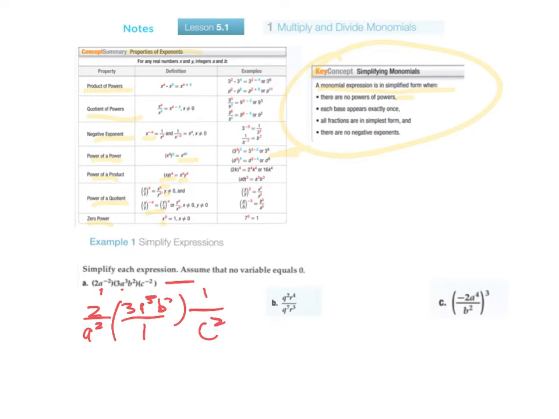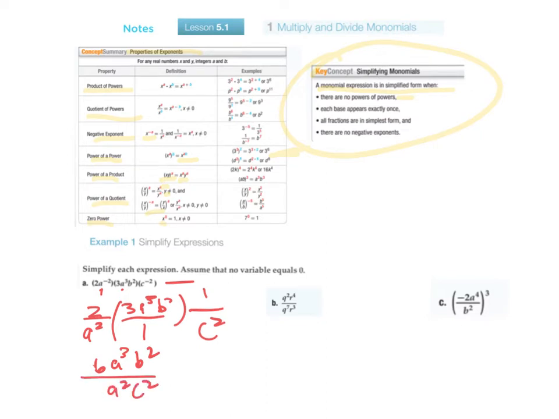So what I have is everything, the negative's gone. So now anything on the top can be multiplied. So 2 times 3 times 1 is 6. A cubed stays A cubed. B squared stays B squared. And I just want to make sure that that's appropriate right there. And then on the bottom, I have A squared times C squared.